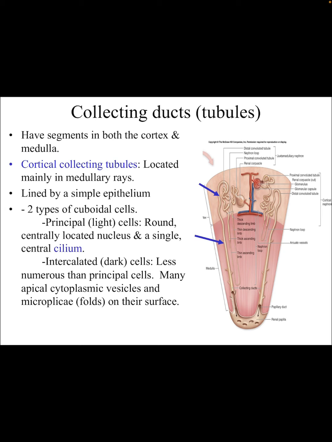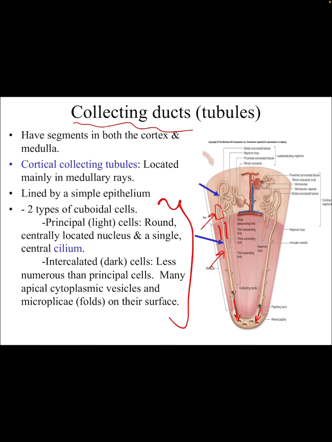The last portion of the urinary tubules, as I said, we have the nephron and we have the collecting tubules. The collecting tubules, their segment is mostly found in the medullary rays, and we have two portions. We have the cortical portion and we have the medullary portion, and we can see it opens into the ureters. As I said, it consists of two portions, the cortical portion and the medullary portion.